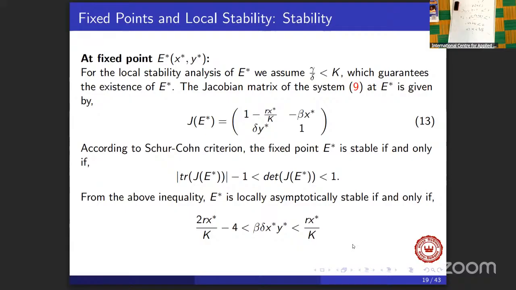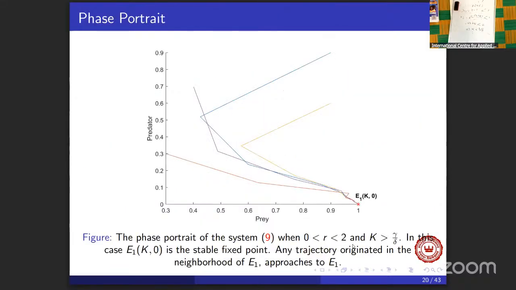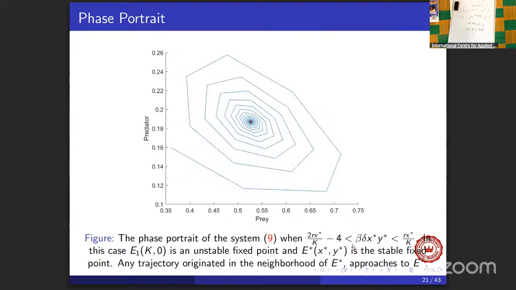So go to the next slide. This is the result of the system of equations, and trajectories approach E1 (K, 0) here. Next slide. This is the result of that interior equilibrium. Any trajectory originating in the neighborhood of E star approaches E star. That means if any initial point goes to the stationary point, then the system is said to be stable. Next.